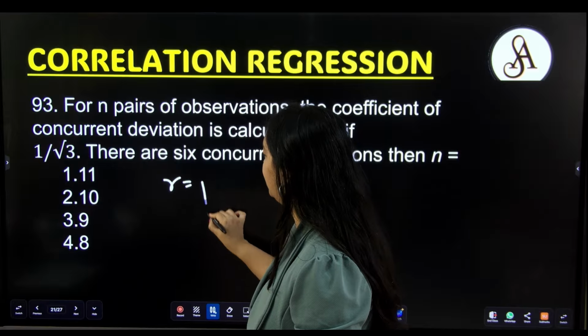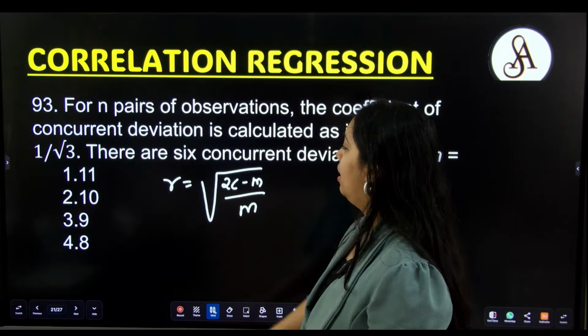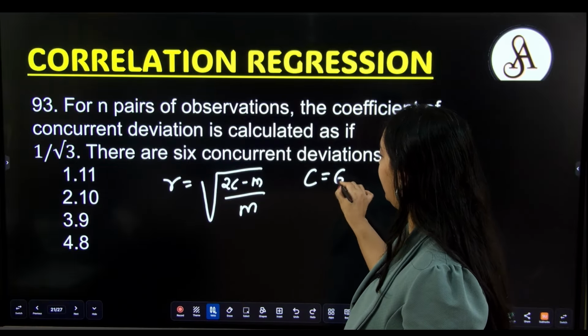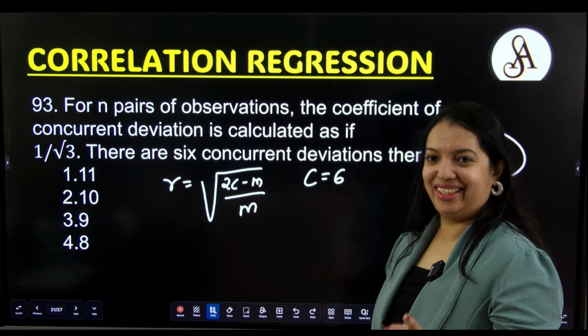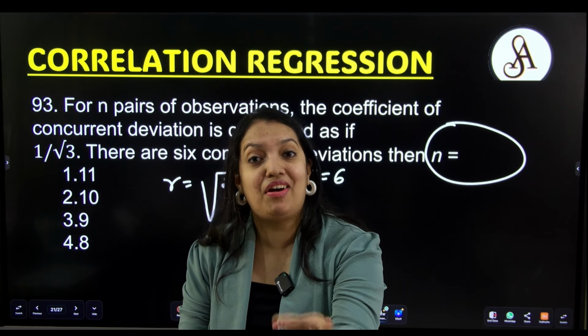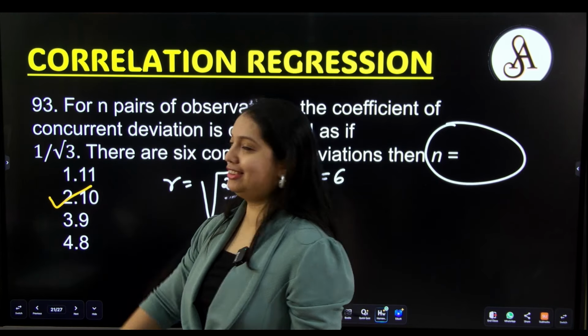Next, for n pairs of observations, coefficient of concurrent deviation, one of the types of questions in correlation. R is equal to square root of (2c minus m) divided by m. There are 6 concurrent deviations. So C value I am taking as 6 concurrent deviations. Calculate n. In the class I told you, for any previous year exam question, the N value, if they are asking in this chapter correlation regression, is always equal to 10.